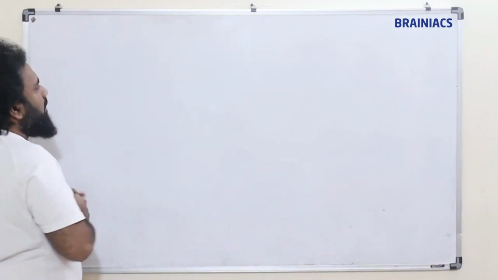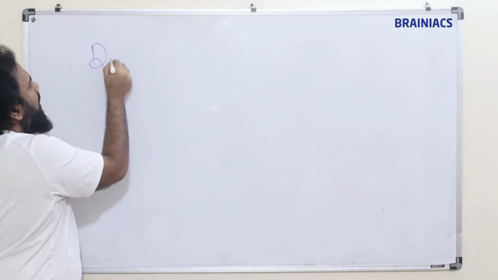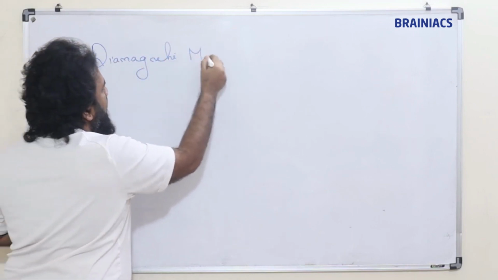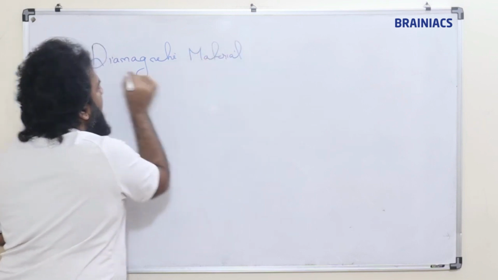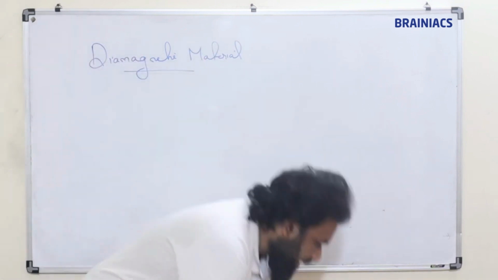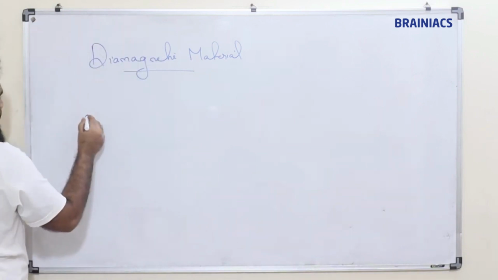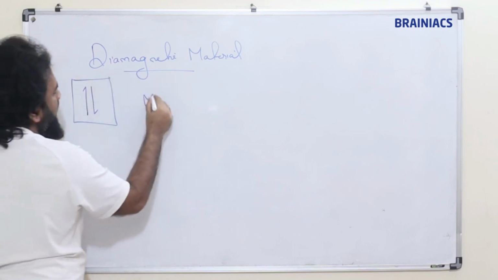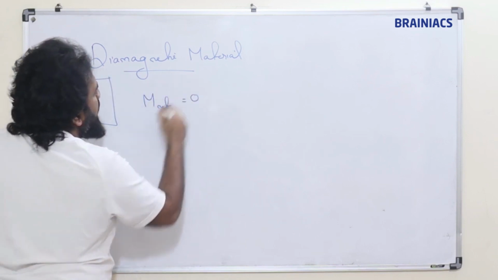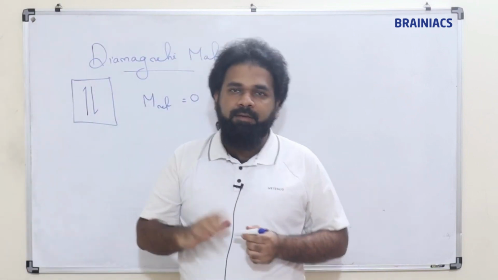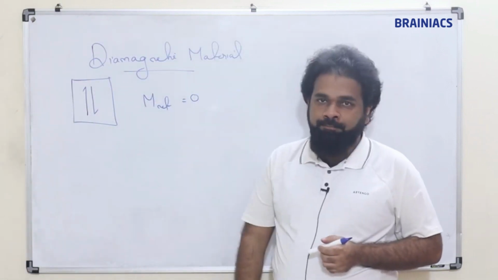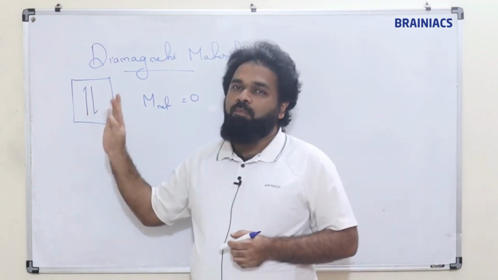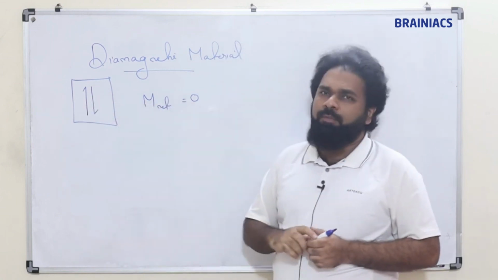Okay, so as I said before, in diamagnetic material, a pair of magnetic moments will be there. So net magnetic moment is going to be 0. In diamagnetic material, there is no magnetic moment, because the electron pairs will have magnetic moments in the opposite direction, and net magnetic moment will be 0.